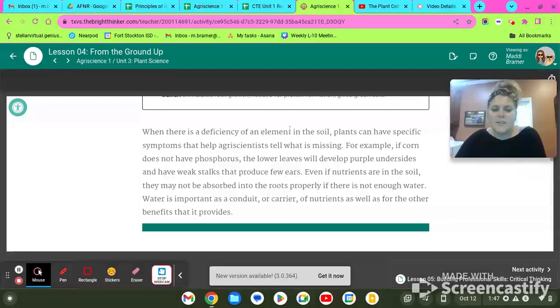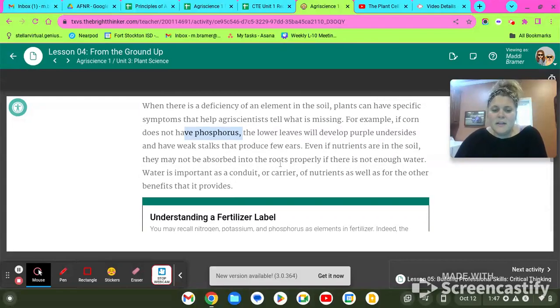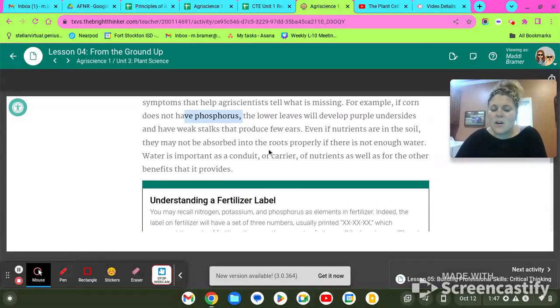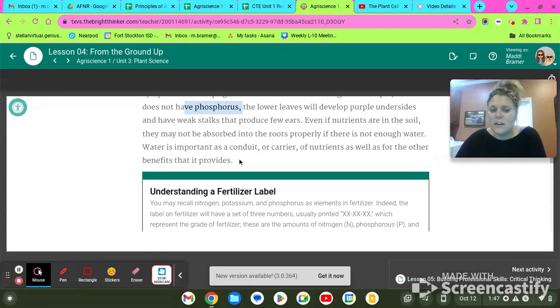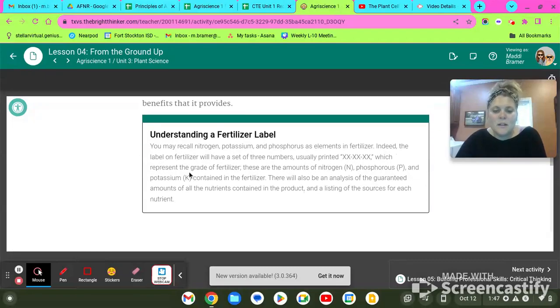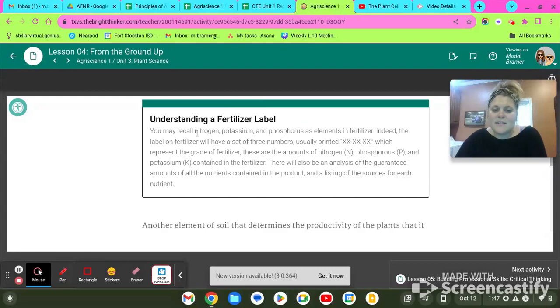So when there's a deficiency of an element, plants have specific symptoms. I talked about the nitrogen. It says if corn doesn't have enough phosphorus, the lower leaves develop purple undersides and make weak stalks, and they're not going to give good ears. So there are great ways to tell what an element needs, and if you're a really good horticulturalist, you're able to tell those and find a fertilizer that will help that plant. So understanding a fertilizer label. This is where it talks about the NPK.